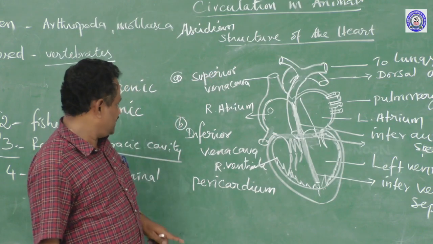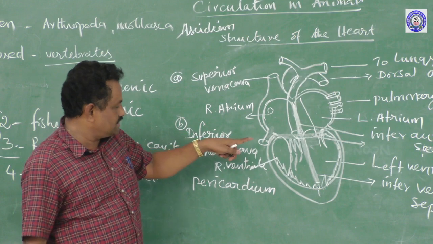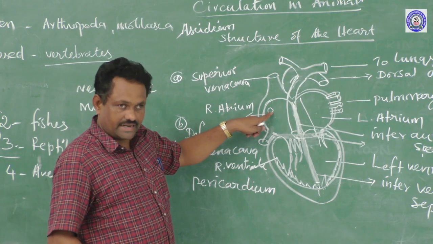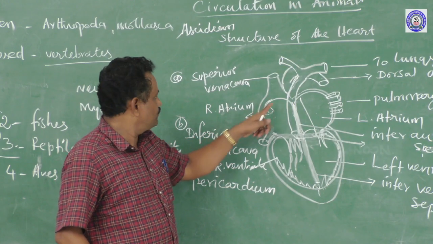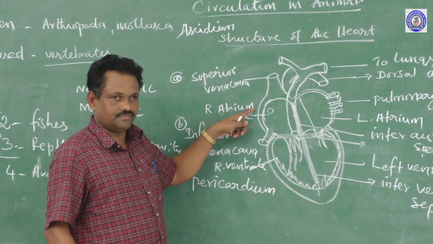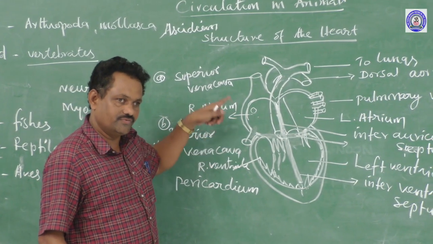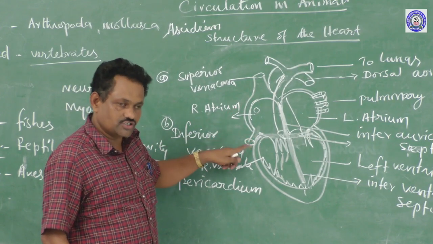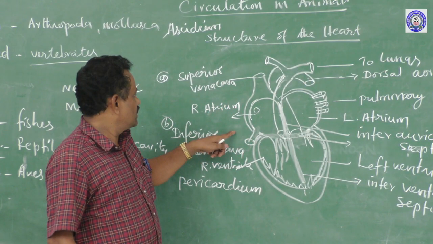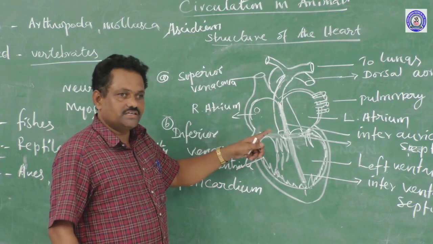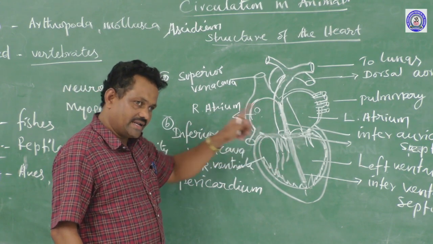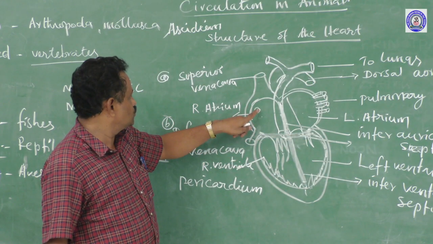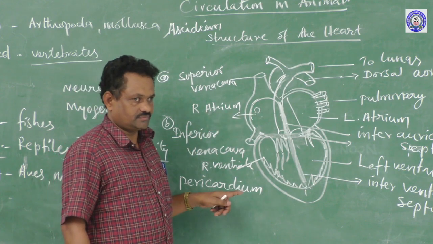The superior vena cava brings deoxygenated blood from the anterior region of the body. The inferior vena cava brings deoxygenated blood from posterior regions of the body. The coronary sinus brings blood from the walls of the heart, because the heart is also made up of cells and tissues. They also need oxygen for their function. They also need energy. After the oxidation process, carbon dioxide is produced, which is carried from the outer wall of the heart to the right atrium through the coronary sinus.